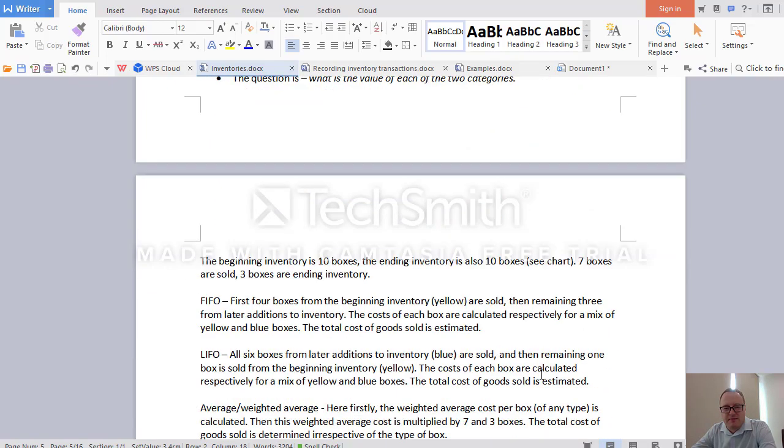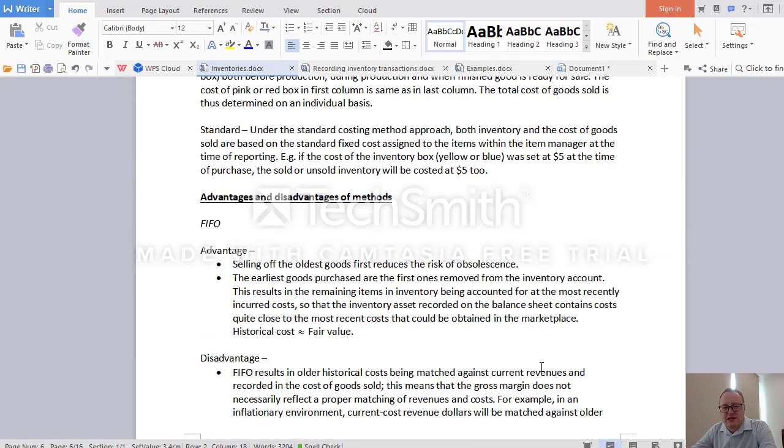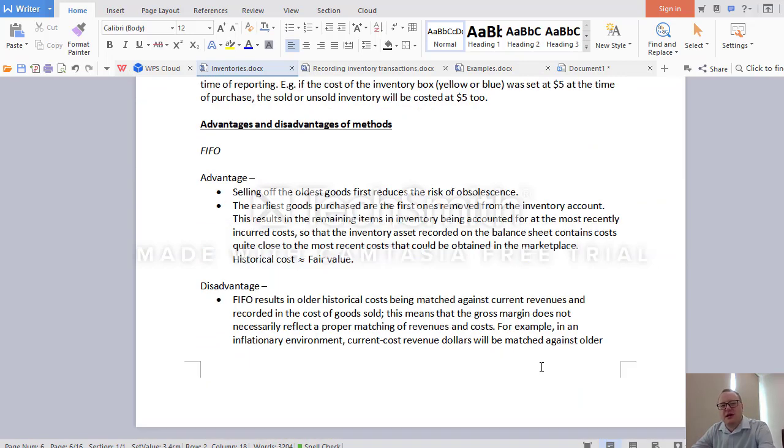Okay. Of course, there are advantages and disadvantages of each method. So with FIFO, the big advantage is that the oldest inventory items are sold first, and so the risk of obsolescence is minimal. Nothing is obsolete. Also, the earliest goods purchased are the first ones removed from the inventory account. So that way you can ensure that the historical cost is approximately the same as fair value.